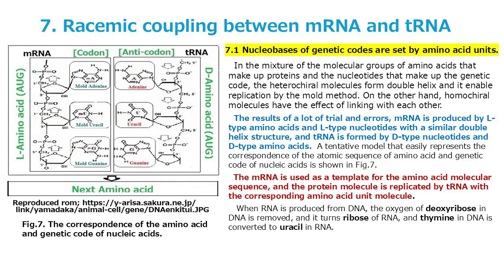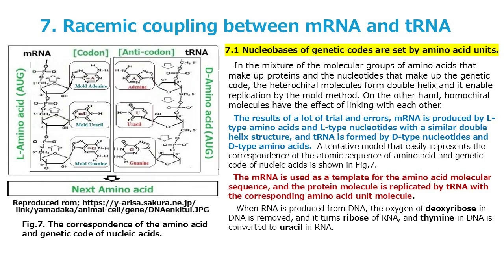As the result of a lot of trial and error, mRNA is produced by L-type amino acids and L-type nucleotides with a similar double helix structure, and tRNA is formed by D-type nucleotides and D-type amino acids. A tentative model that easily represents the correspondence of the atomic sequence of amino acid and genetic code of nucleic acids is shown in Fig. 7. The mRNA is used as a template for the amino acid molecular sequence, and the protein molecule is replicated by tRNA with the corresponding amino acid unit molecule.